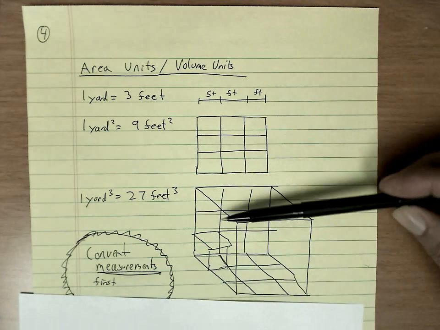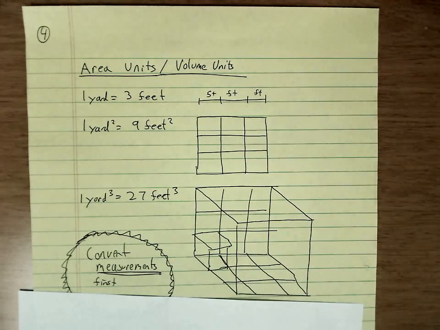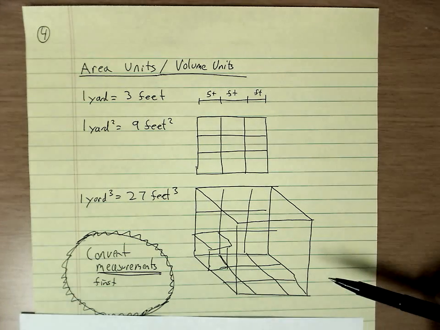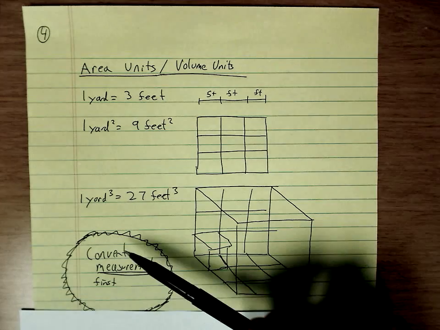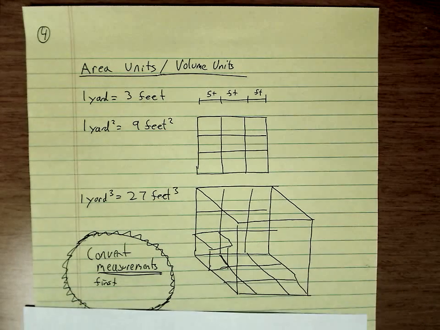So there's 3 rows. Each one of them is going to have 9 of these little cubes, for a total of 27 cubic feet in 1 cubic yard. Rather than have to remember 3 different conversions just for one thing here, we're going to make a big note of our rule number 2 for today's lecture, which is to convert measurements first and avoid having to deal with conversions in 2 and 3 dimensions.